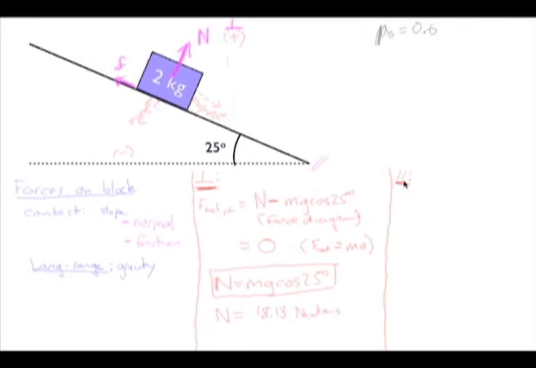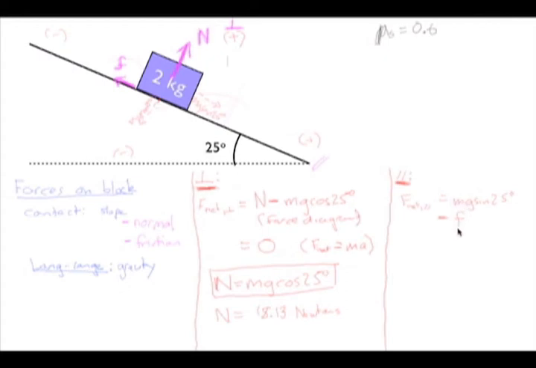Okay, now let's ask what happens in the parallel direction. Here, let's call this the positive direction and this the negative direction. So we can figure out the net force. The two forces in the parallel direction are just mg sine 25 degrees pointing in the positive direction and F pointing in the negative direction. Now, we don't know whether or not this is going to be 0. That's the question that we're trying to answer.